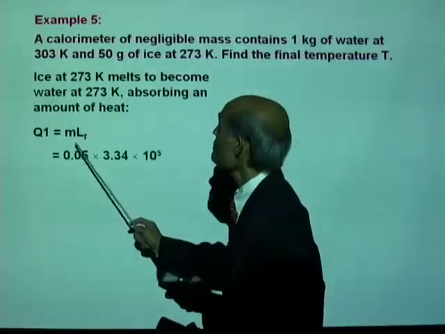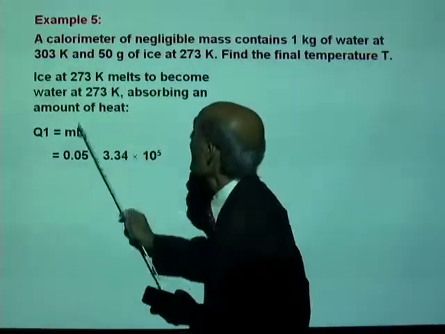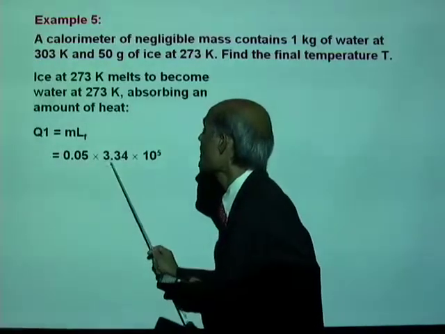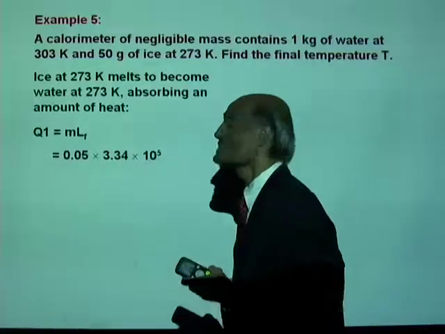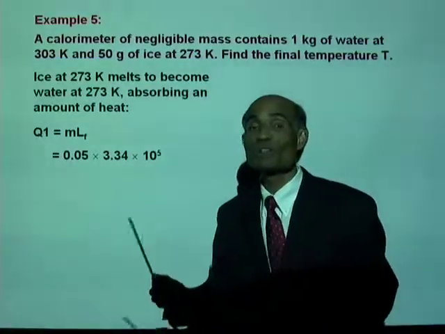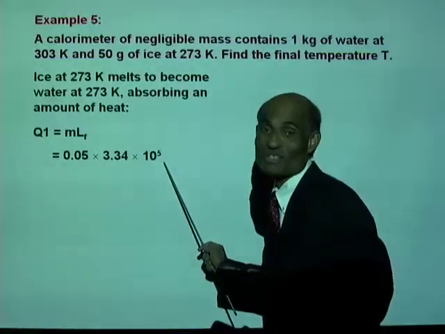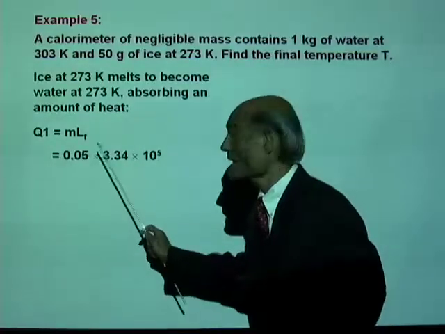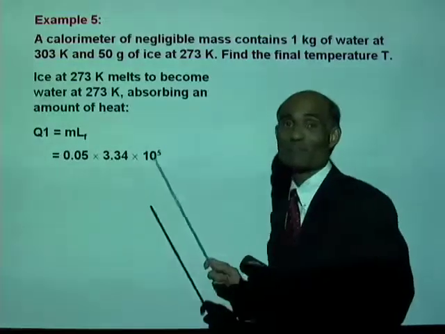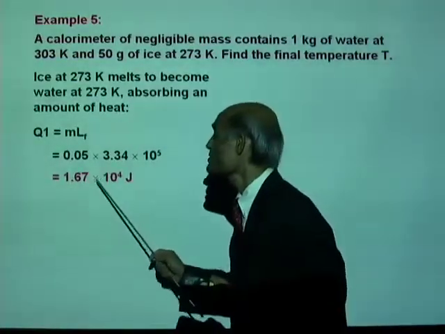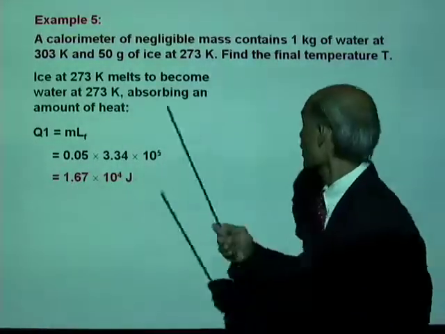That will be, what is the mass of ice? Mass of ice is 50 gram. That will be 0.05 kilogram times latent heat of fusion, which is 3.34 times 10 to the 5 joules per kilogram per Kelvin. Now you see I haven't written any units for the quantities. Alright, you must know that this is in kilogram, this is in joules per kilogram per Kelvin. And that gives you 1.67 times 10 to the 4 joules is the amount of heat absorbed by ice.